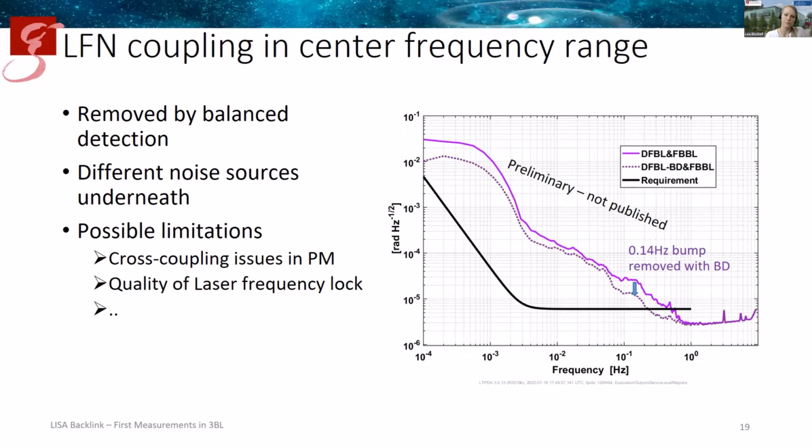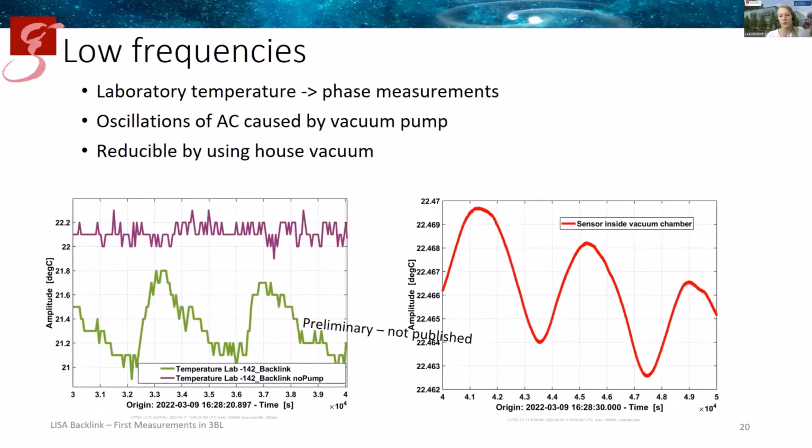to reduce this noise floor. In the lower frequencies, we think that we are limited by temperature, which, as so often in low frequencies, we can really see that our laboratory temperature couples into our phase measurements. And this is especially bad as soon as we activate our vacuum pumps, because somehow this additional heat load in the laboratory starts oscillations in our air conditioning, which is very unfortunate. So you see here a normal lab condition, and then with vacuum pumps running, you see this strong oscillation, which also couples into the sensors inside the vacuum chamber.